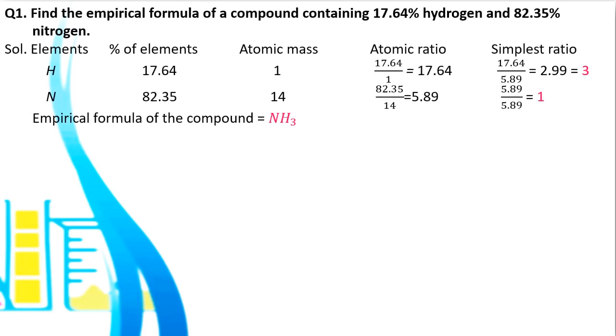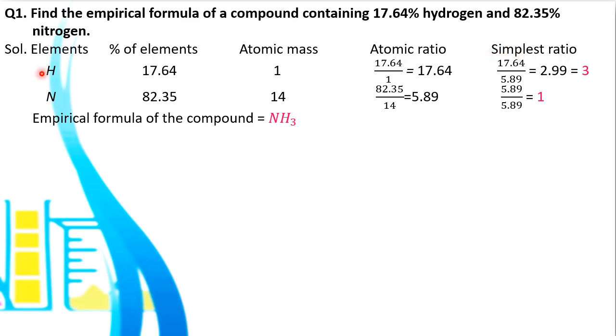Let us see the first question. Find the empirical formula of a compound containing 17.64% hydrogen and 82.35% of nitrogen. We will make the table. The first column element, second percentage of element, third atomic mass, next atomic ratio, and the last simplest ratio.